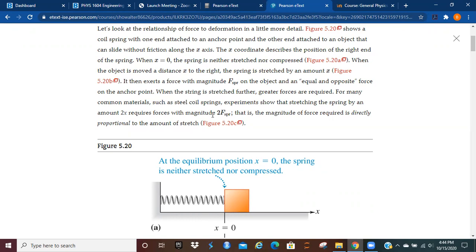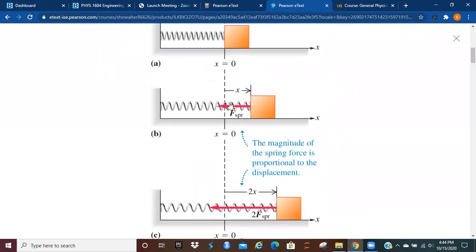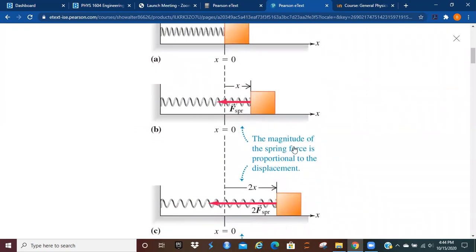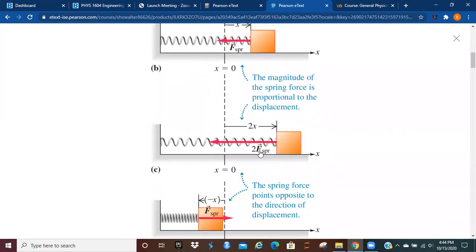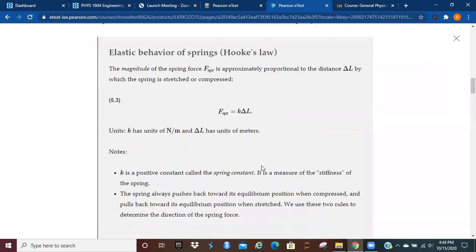For many common materials, such as steel coil springs, experiments show that stretching the spring by an amount 2 times requires forces with magnitude 2 times that force. In other words, the magnitude of the force required is directly proportional to the amount of stretch. So you can see here we stretched out x, we have a certain force that goes along with that. If we do twice that, then we have twice that particular force. And the spring force points in the opposite direction of the displacement.